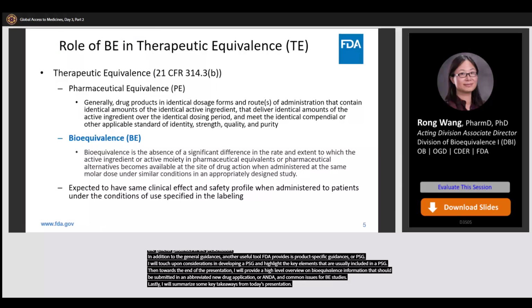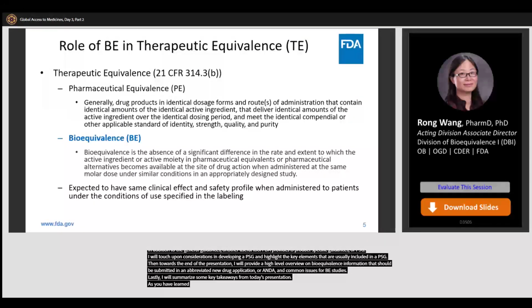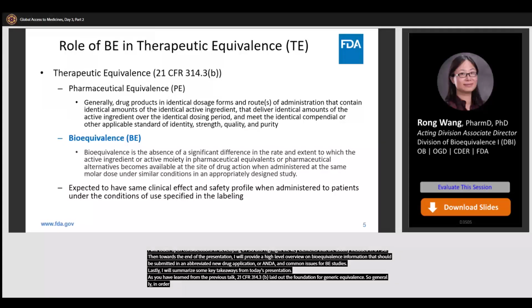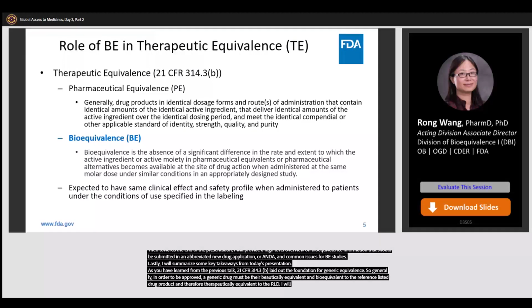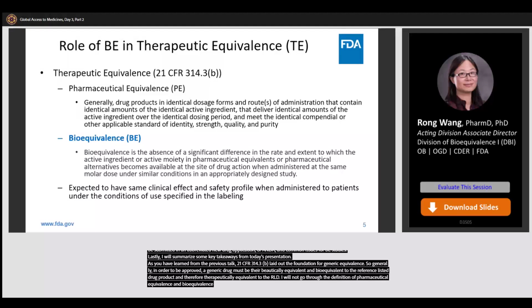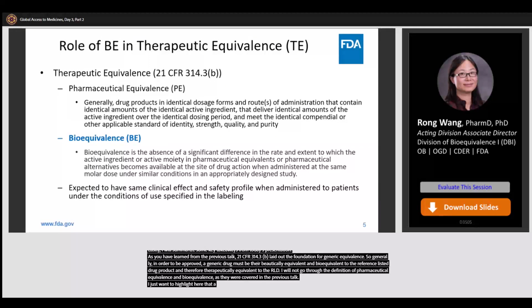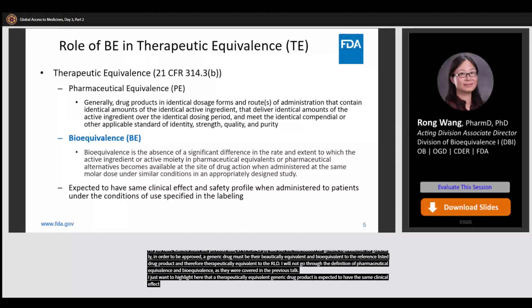As you have learned from the previous talk, 21 CFR 314.3(b) laid out the critical foundation of therapeutic equivalence. So, generally, in order to be approved, a generic drug must be pharmaceutically equivalent and bioequivalent to the reference listed drug product, and therefore therapeutically equivalent to the RLD. I will not go through the definitions of pharmaceutical equivalence and bioequivalence as they were covered in the previous talk. I just want to highlight here that a therapeutically equivalent generic drug product is expected to have the same clinical effect and safety profiles when administered to patients under the conditions of use specified in the labeling.